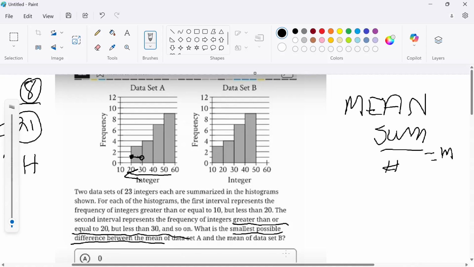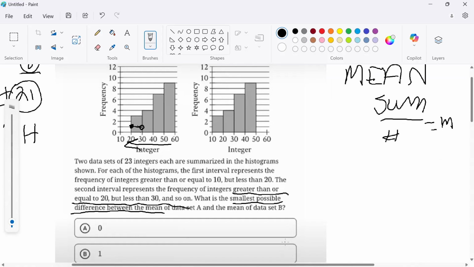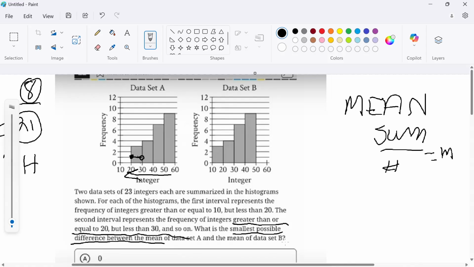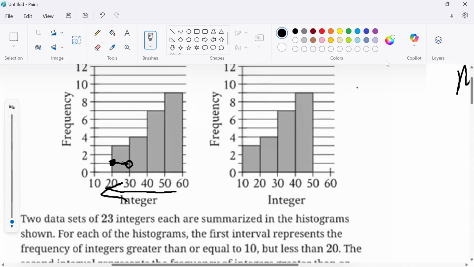So I want the smallest possible difference between the means. Whenever there's an -est, smallest, largest, look to the edges. What can I make these values at the edges in order to make the difference between the means as small as possible? Well, this one goes from 20 to 30, this one goes from 10 to 20. The largest this one can be, and they have to be integers, is going to be 19. I'm going as far to the right in that one as possible.